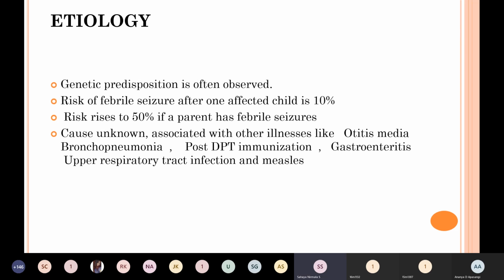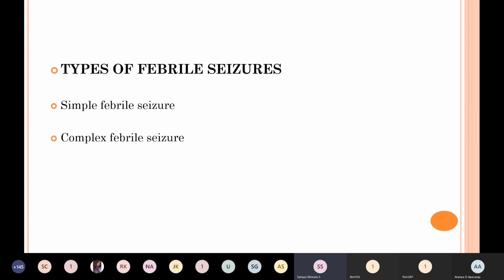So what causes a febrile seizure? Many children get fever, but not all get a seizure. So what causes a particular child with fever to develop a seizure? They have noted that there is some genetic predisposition, as only a few children with fever develop seizure. If one sibling has febrile seizure, the risk of the other sibling getting febrile seizure is almost 10%. And if one of the parents has had febrile seizure, then the risk is 50%. So this suggests there is probably some genetic role in febrile seizure. And some illnesses like otitis media, bronchopneumonia, post-DPT immunization, gastroenteritis, some upper respiratory infection, and measles can also sometimes trigger a febrile seizure.